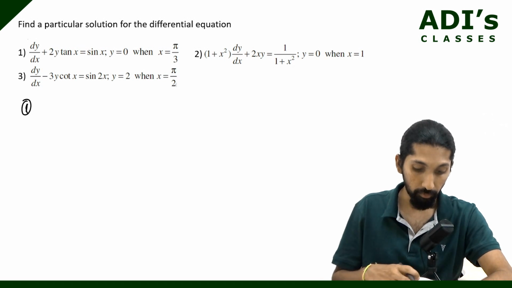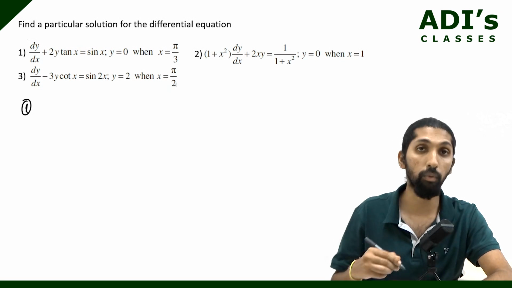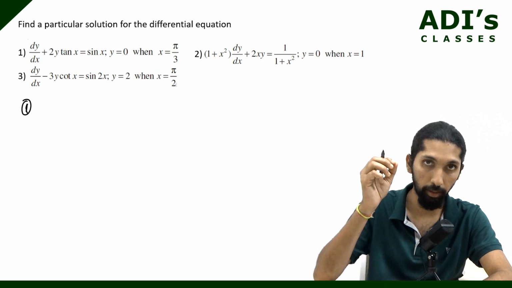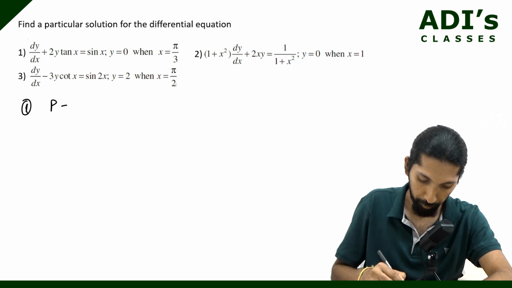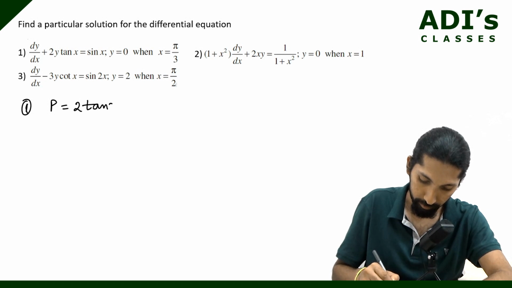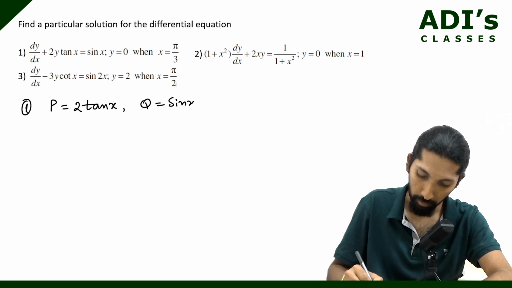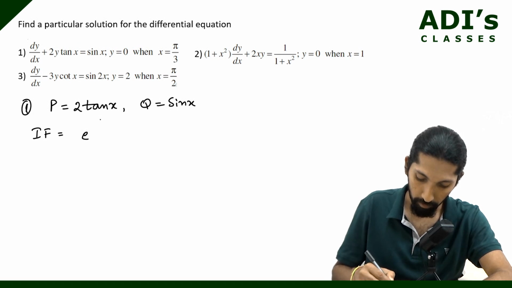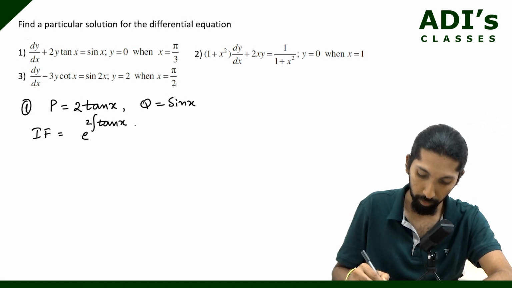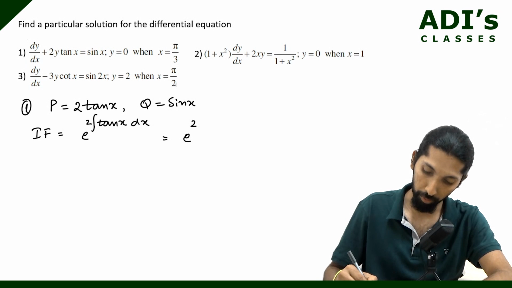y dash plus 2y tan x is equal to sin x. Right. Now first what we'll do? We are going to find the value of p, q, and the integrating factor. Same thing. First, p is nothing but 2 tan x. q is equal to sin x. Right? Now the integrating factor e to the power of, keep the 2 outside, 2 tan x dx. Right? e to the power of 2.